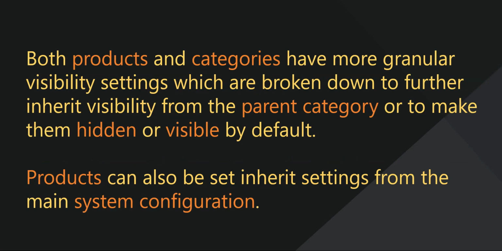Both products and categories have more granular visibility settings, which are further broken down to inherit visibility settings from a parent category or to make them hidden or visible by default. For products, you can also set them to inherit the main configuration level settings.